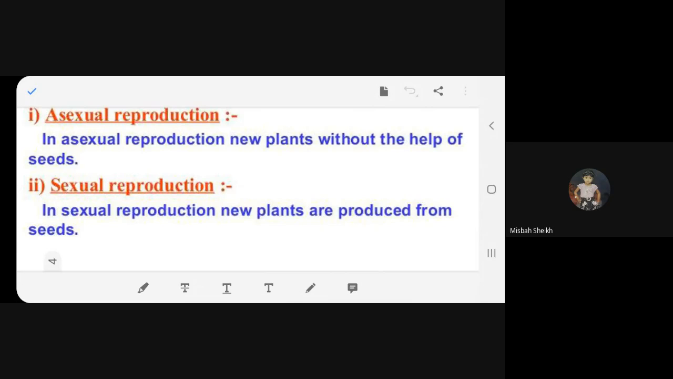Did you understand? Yes, ma'am. All of you? These are the clarity. Then only you will understand nicely. So we are going step by step. So asexual reproduction, where sex is not involved, so no seed is formed. Whereas in sexual reproduction, two parents are involved, so we get seeds. Any problem? No, ma'am. So you're understanding very fast. Good.